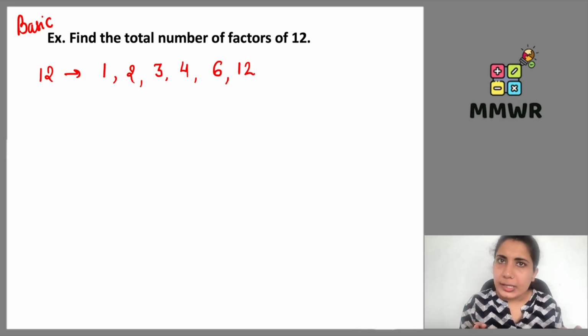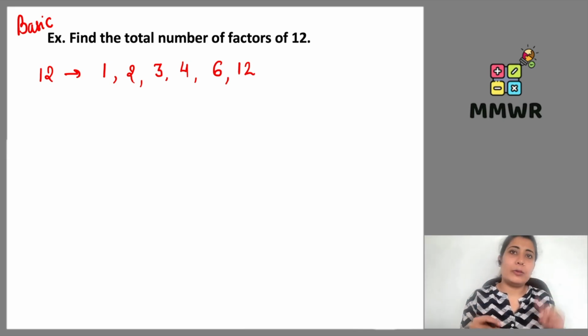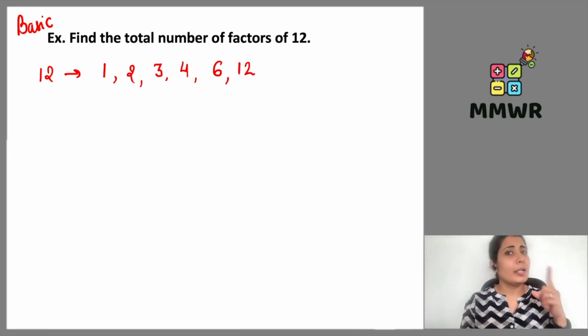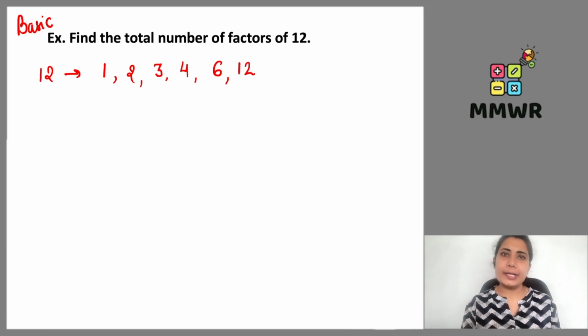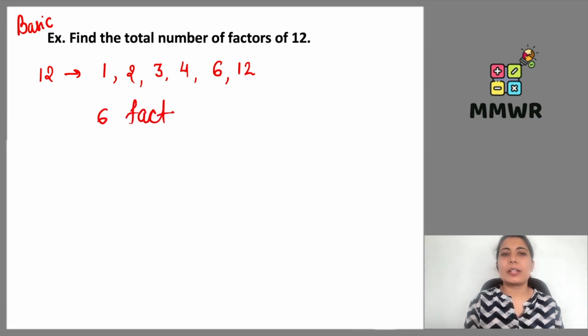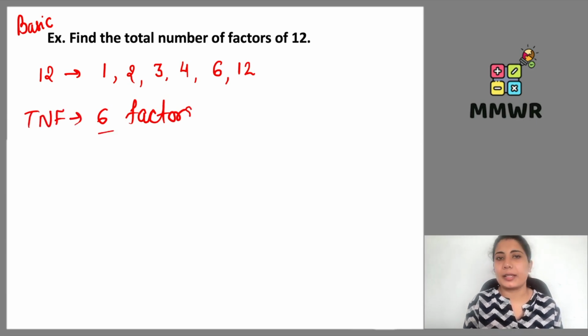So in the factor concept, it is always decided what is going to be the first factor. The first factor has to be always 1, and the last factor of the number has to be the number itself, right? So here, total how many factors of 12 did we get? Total 6 factors. Or we can say the total number of factors, 6 factors are there.